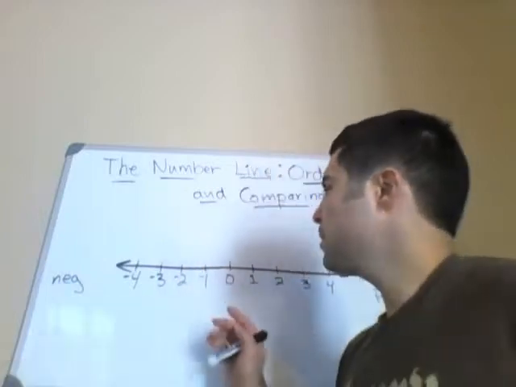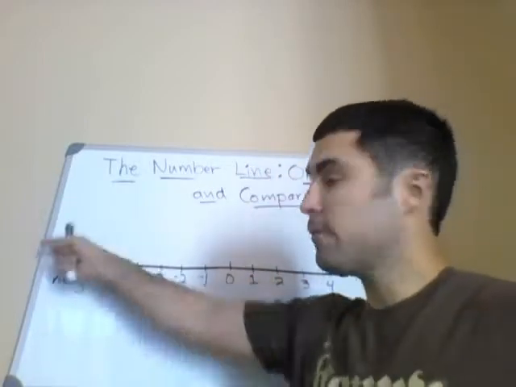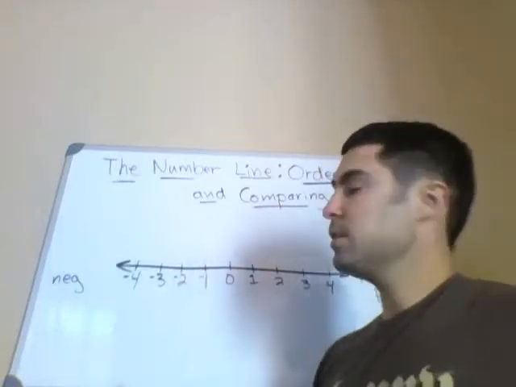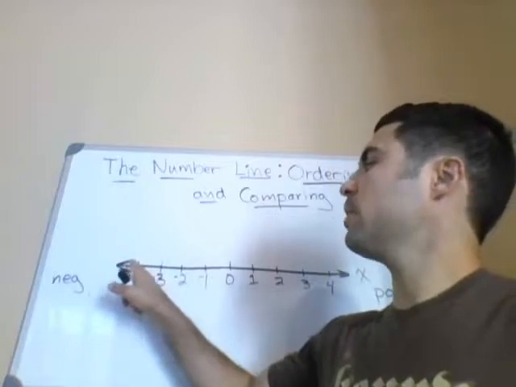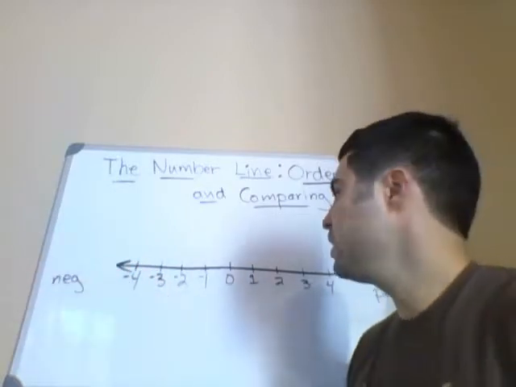Alright, so let's talk about number lines. A number line is a line that goes forever in opposite directions. It's not a line segment. So lines, remember, have an arrow right there showing that this line keeps going forever and ever in that direction.